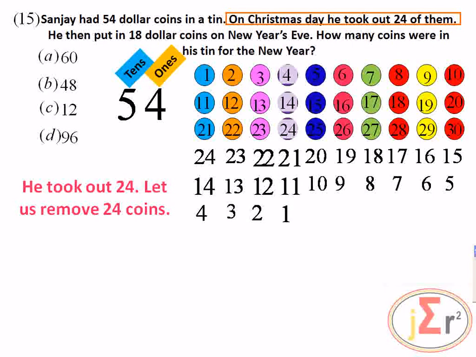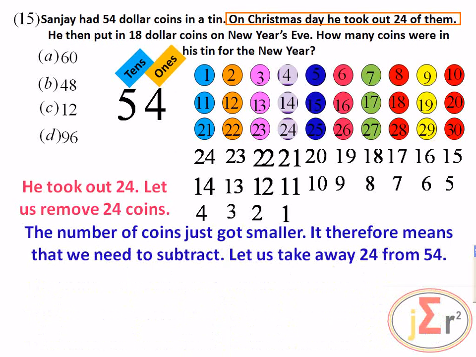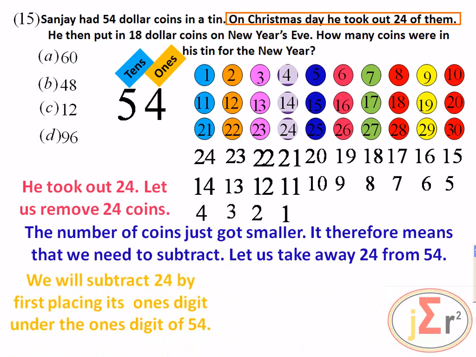How many coins are left? 30. We see plainly that we have 30 here. But we will not do this in an examination. But we are demonstrating that it is going to get less, that is the number of coins, and that it is also going to be 30 of them. How do we get that 30? The number of coins just got smaller. It therefore means that we need to subtract. So let us take away 24 from 54. So we're going to do our takeaway right there.